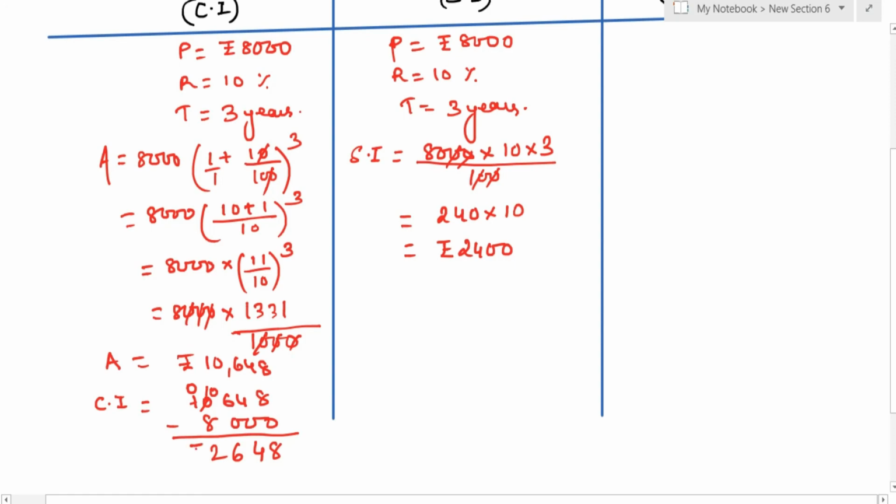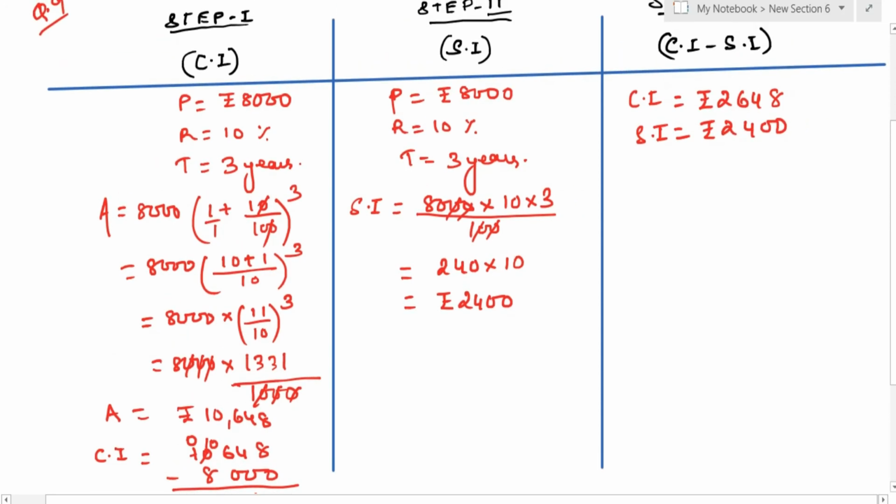So the required CI we are getting is, we will note it down over here, rupees 2648, whereas the SI we are getting is rupees 2400. The difference between these will tell us how much he has gained. So we'll write down, his gain is equal to 2648 minus 2400. Now what is the difference? 8, 4, 6 minus 4 is 2. So 248 rupees gain he has got in all the transactions.